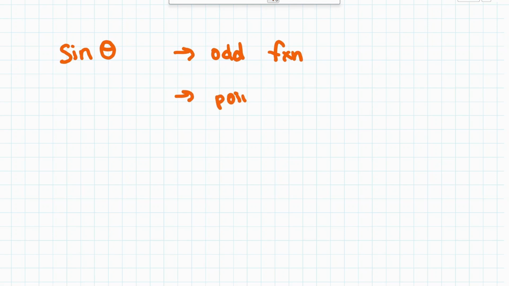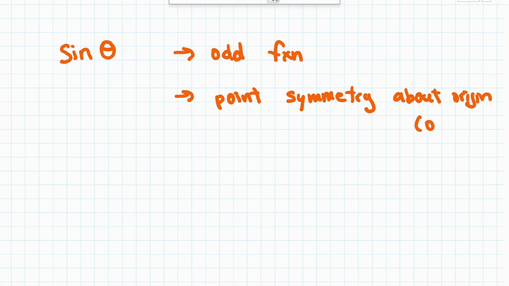And this one is going to rely on symmetry and even and odd functions. So let's start off with sine theta. So sine theta is an odd function. So since it's an odd function, that means that it has point symmetry about the origin. And what is the origin? That is 0, 0. So I do cover some of this information about even and odd functions in my even and odd function video, but now you can see its relationship to trigonometry.